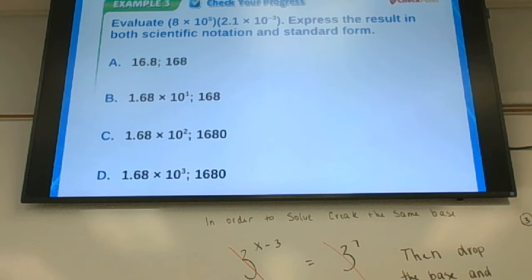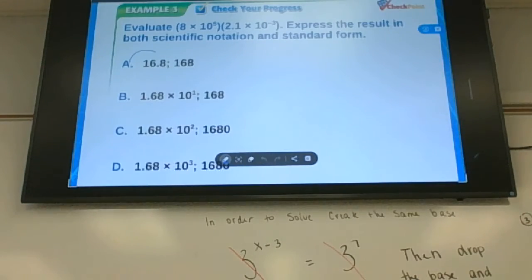Okay, 8 is the only one in here not scientific notation. Look, you can't have a number over 10 for scientific notation. It's C. No, it's not. It's not C.